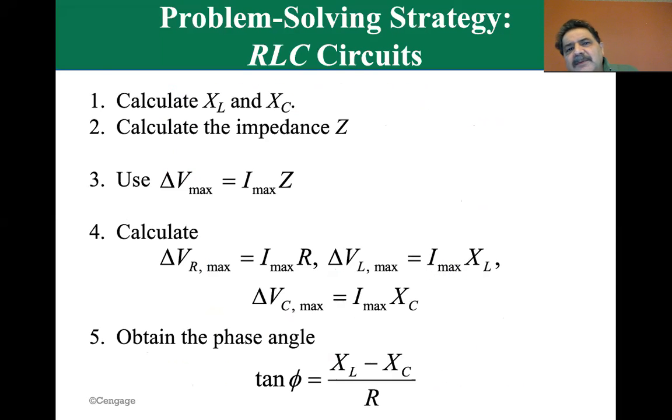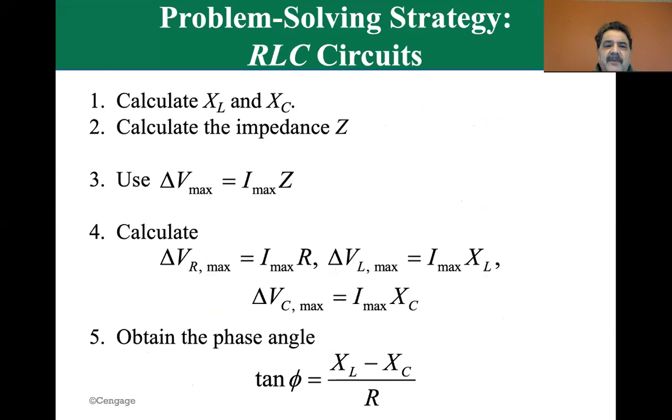These are some problem-solving strategies for RLC circuits. You calculate X sub L and X sub C, and then you calculate the impedance. How do you calculate the impedance? Well, you take X sub L minus X sub C, square it, add it to R squared, and take the square root of it. That's how you get your impedance.